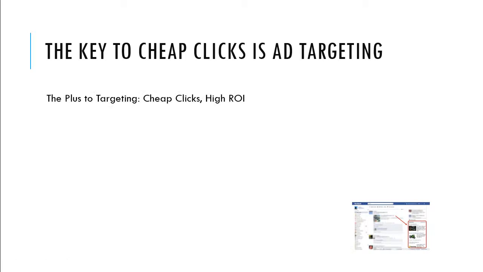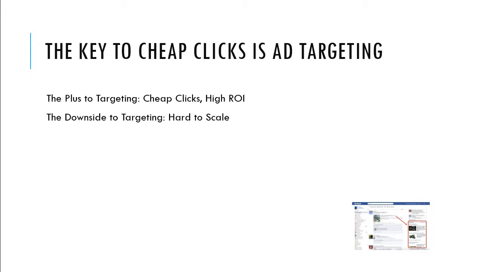The plus to targeting: cheaper clicks, higher ROI, and higher click-through rate. So the more targeted you can get the ad, obviously, the more you can get the landing page to match what you know will convert with people. You're going to have a better experience for the user, and then Facebook's automation or their algorithm is going to calculate the cost per click at a lower rate. It's a good experience for the user.